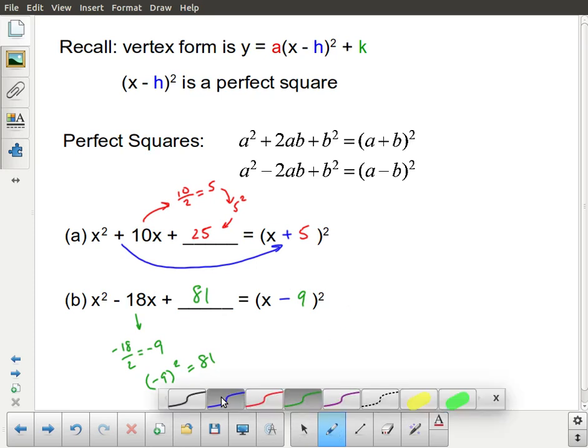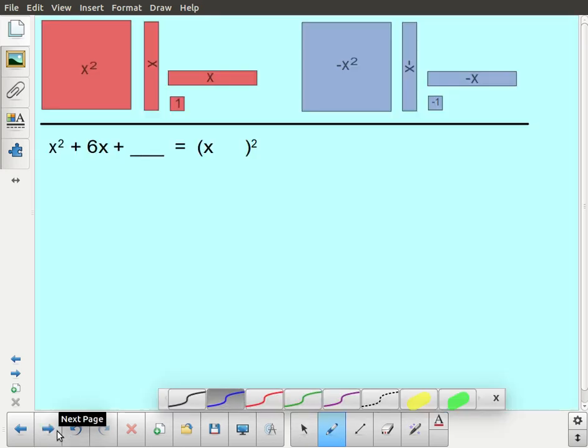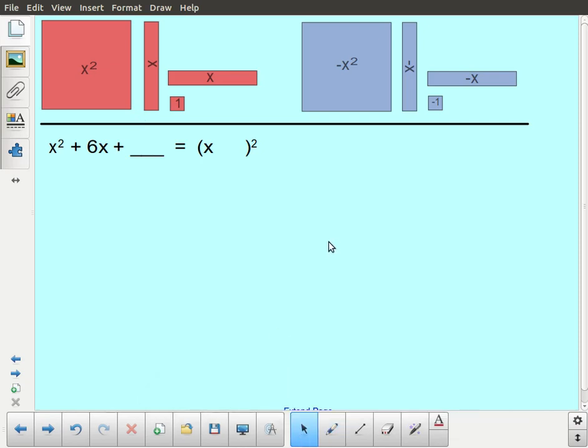So let's take a look at this in another way. I'm going to use algebra tiles to illustrate this. So again, I've got a similar situation here. X squared plus 6x plus a blank is equal to some perfect square. So let's show you where this comes from. So let's make a perfect square. When we do algebra tiles, our goal is normally some sort of rectangle. In this case, it's actually going to be a perfect square.